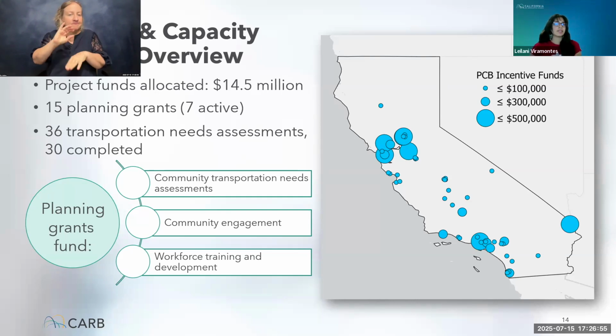So far, there are 7 active planning grants underway, 8 completed STEP planning grants, and 36 needs assessments funded through CMO, 30 of which are now complete.